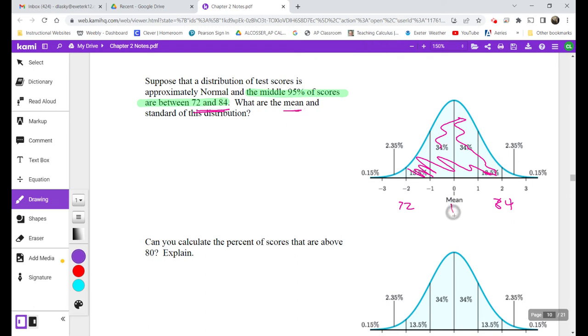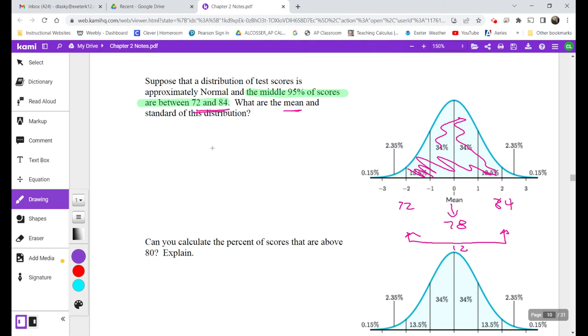Well, what's right in the middle here? The difference between these is 12, so halfway between is 6. So this is going to be 78, because right in between 72 and 84 is 78. And how did I get that? The distance here is 12, and so the middle has to be half of that, which is 6. And 72 plus 6 is 78.